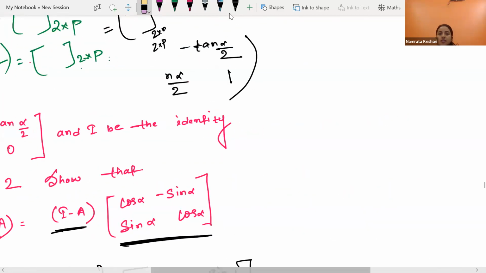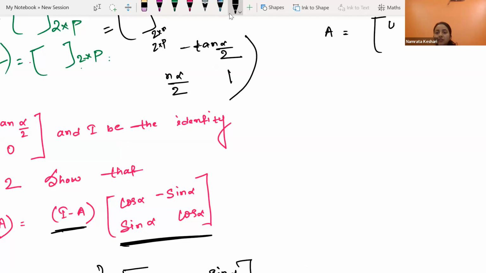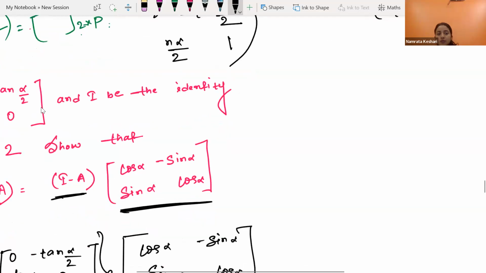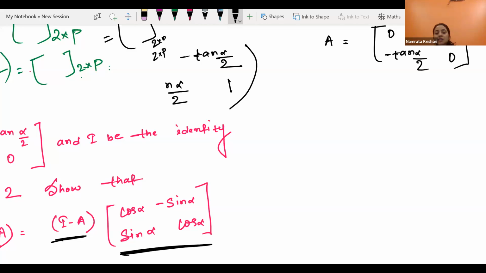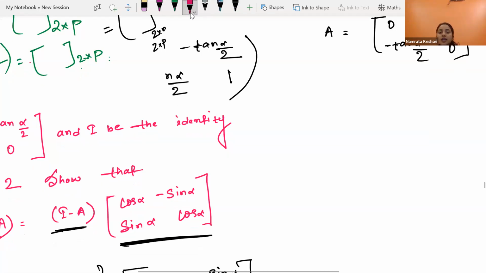So the given matrix A is 0, tan alpha by 2. Here we were having minus tan alpha by 2, and here 0. Okay, and we are supposed to prove that the left hand side was I plus A, that is the same as I minus A. So if we do the calculation for I plus A, the identity matrix is just added with A. So what will we be getting?